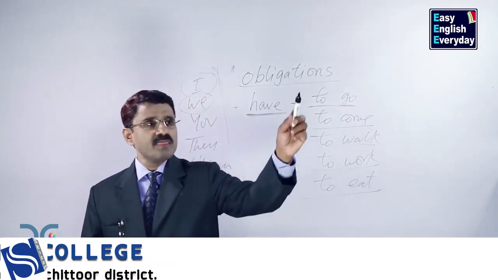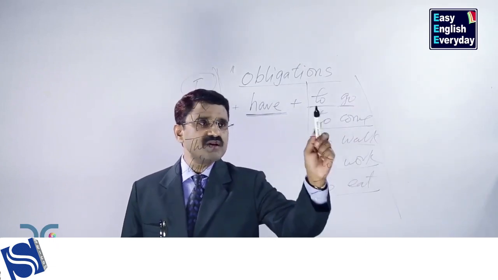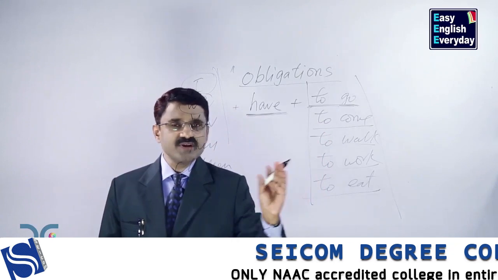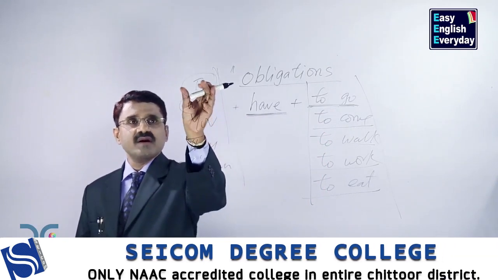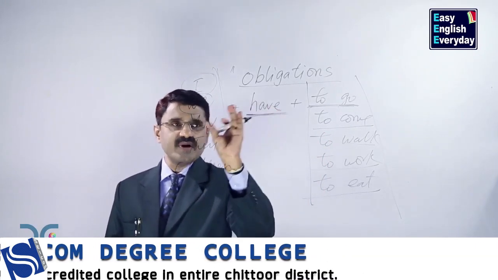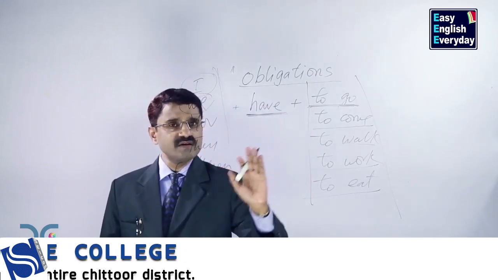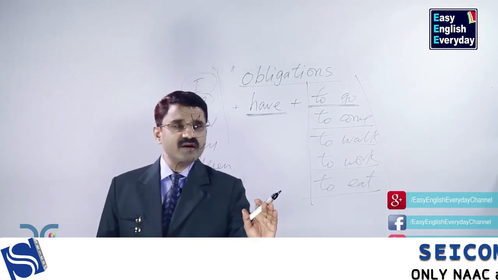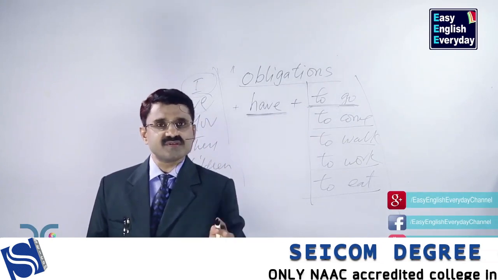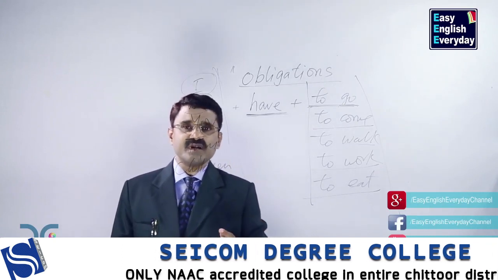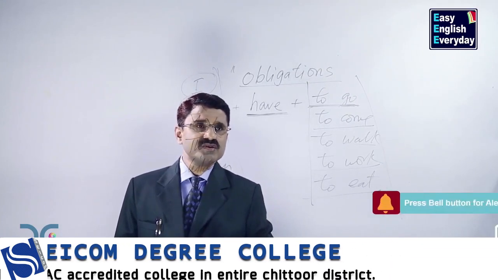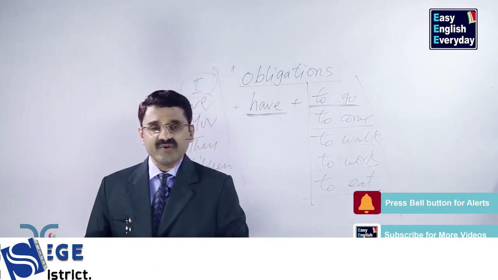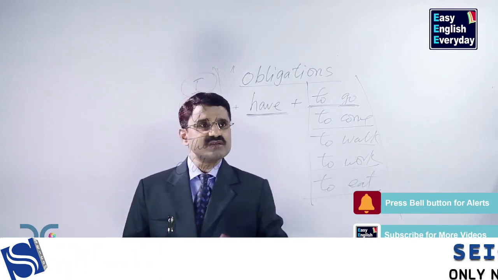Now stage 1, collect "to" plus base forms. This is called "to" infinitives. Collect as many "to" infinitives as possible. Keep the subject here, keep "have" as it is, and go on making sentences. Make hundreds of sentences. When you become familiar with sentence formation skill, when you develop some confidence, when you develop some courage of making sentences, then you start practicing the variations. How to practice variations? Let us see now.